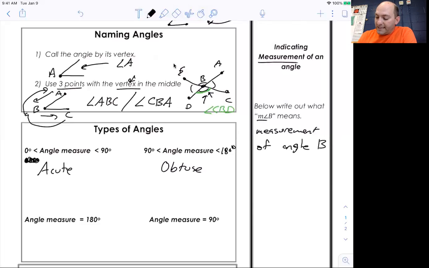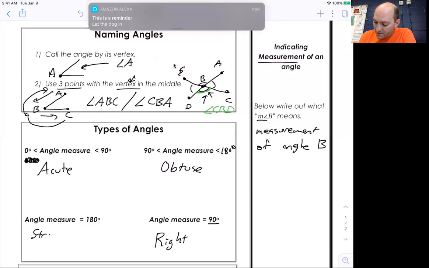If I measure exactly 90 degrees, that is my right angle. Okay? If the angle measure is exactly 180 degrees, that is my straight.